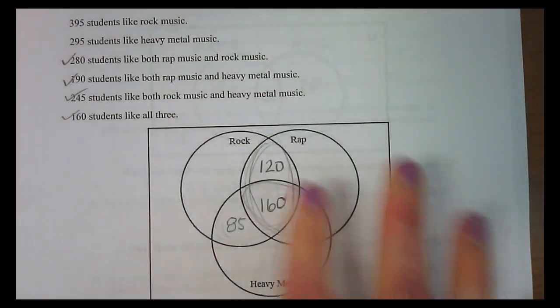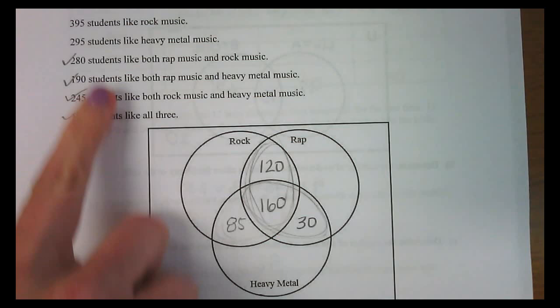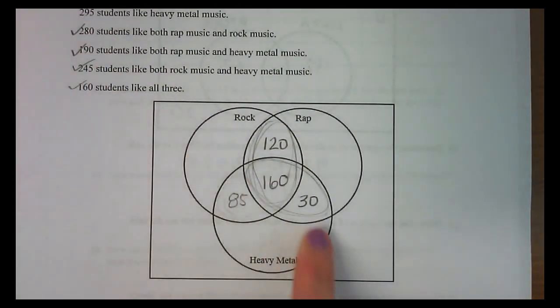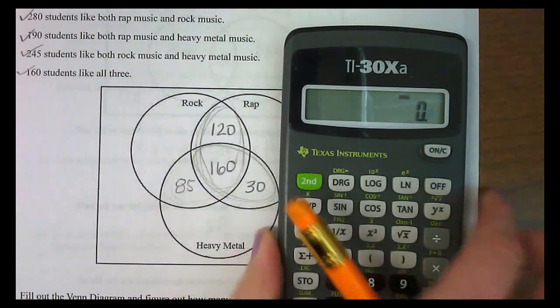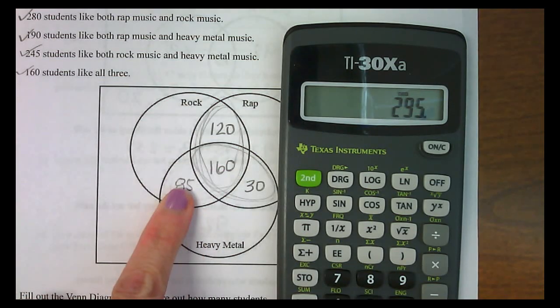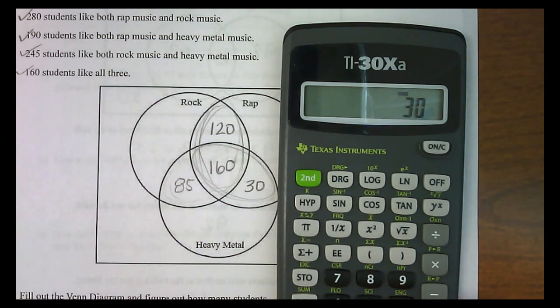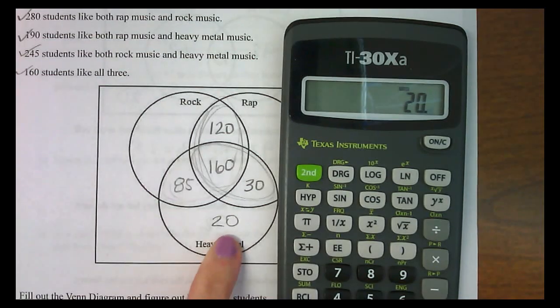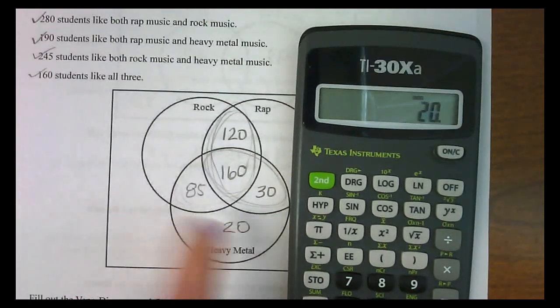Now, as I work my way out, I'm going to do each individual circle. We've got heavy metal music, 295. This whole circle is supposed to be 295. So I'm going to start with the 295 and subtract out the ones I already have inside my circle. I already have 30, I already have 160, and I already have 85. That leaves me with 20 that go in this part of the circle.